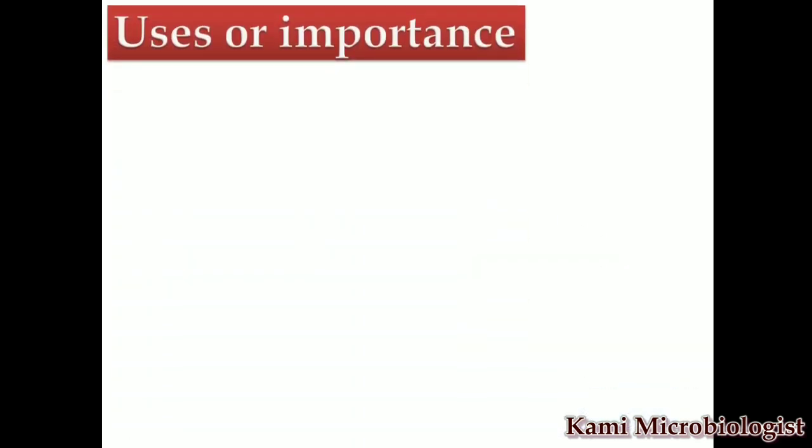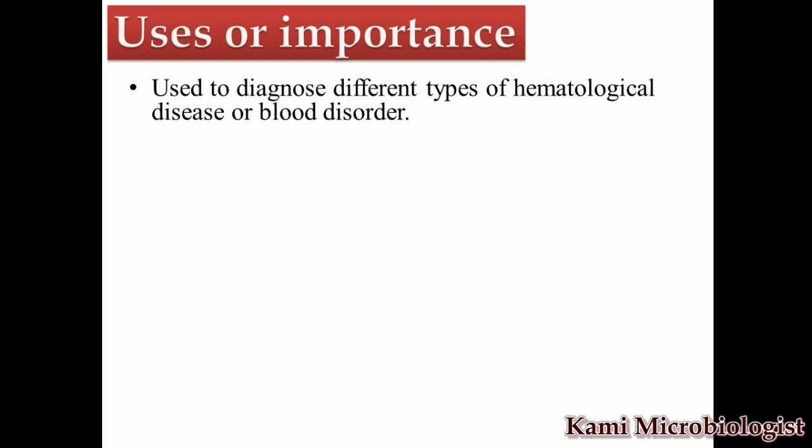Now let's see what the uses or importance of the blood smear are, why we make the blood smear. It is mostly important to check different types of hematological diseases, meaning blood related diseases, which we call blood disorders. It is also important to study the complete blood count. CBC means complete blood count, or we can say complete blood picture or total blood count as well. This CBC is also done using a hematology analyzer machine.